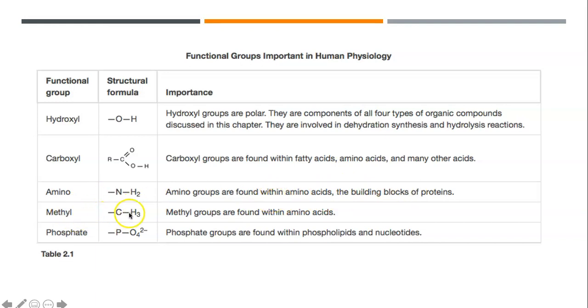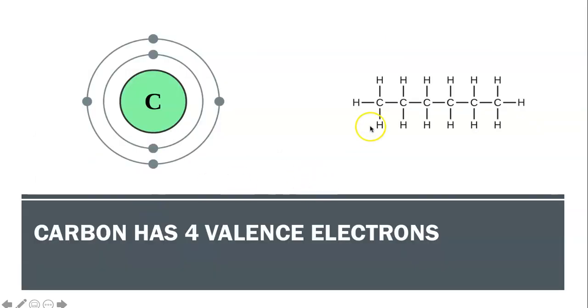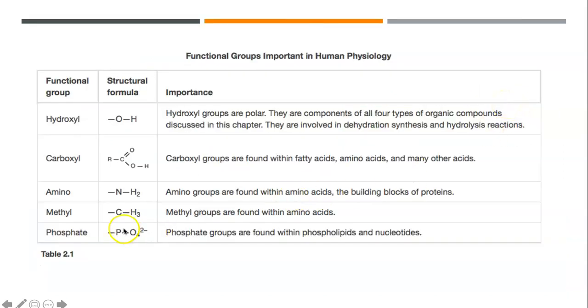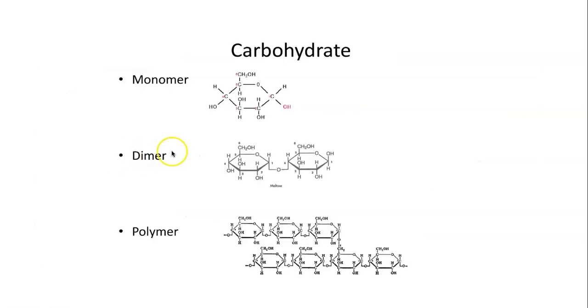The next one is the methyl group. That's a carbon bound to 3 hydrogens. If we go back just to look here, here is a methyl group on the end of this hydrocarbon chain, and another methyl group on the end of this hydrocarbon chain. And the last one is a phosphate group. A phosphate group, unsurprisingly, has a phosphorus atom in it, along with 4 oxygens. Phosphate groups are found in phospholipids and nucleotides, and we're going to talk about all of these in the molecules that we see today. So let's first get into carbohydrates.